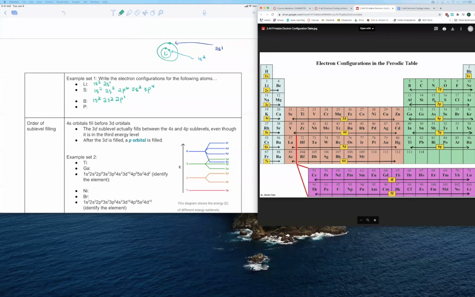Okay, and then for phosphorus, kind of doing the same thing. So I have 1s1, 1s2, 2s2, 2p6, 3s2, and then for phosphorus, it would be 3p1, 3p2, 3p3. So that would be the electron configuration.